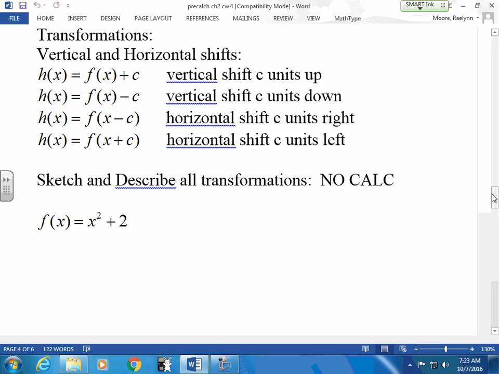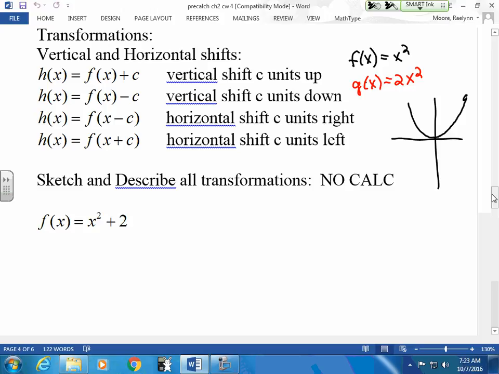So let's just talk 1 second for this. What's happening from here to here? Let's draw this parabola. The domain for this parabola is negative infinity to infinity, and 0 to infinity is my range. What's happening to this? Stretching. It's stretching.